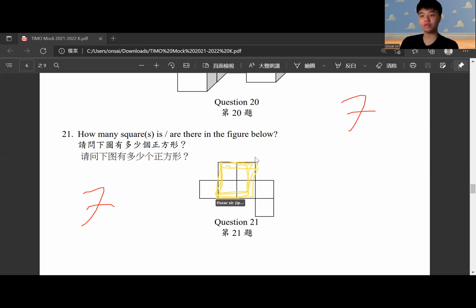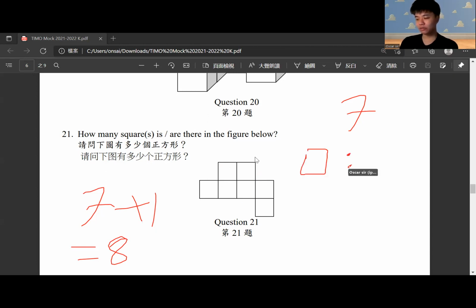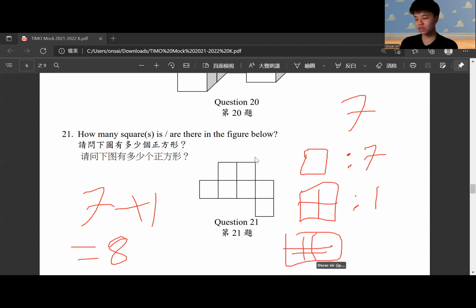This one is also a square. So it's 7 plus 1 is 8. Actually, we can also use a similar method to solve it. You can count systematically. How many of these small squares? 7. How many of this big square? 1. How many of this biggest? 0. So we know that it's 7 plus 1 is 8. It's the same method, because we tend to count the number more systematically, because we don't want to miss out any square, okay?